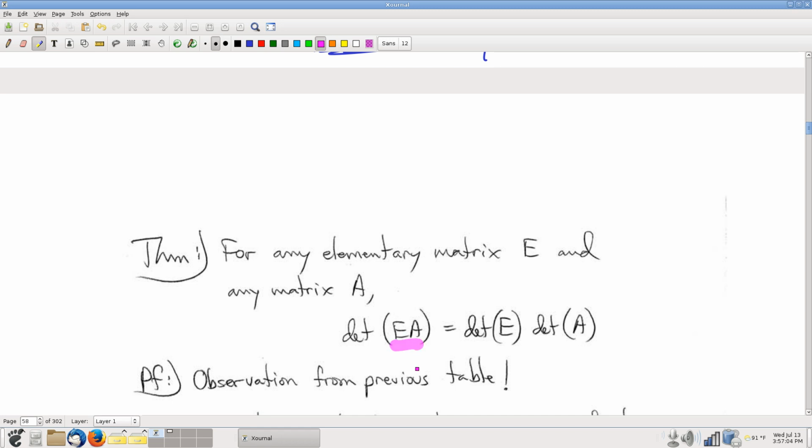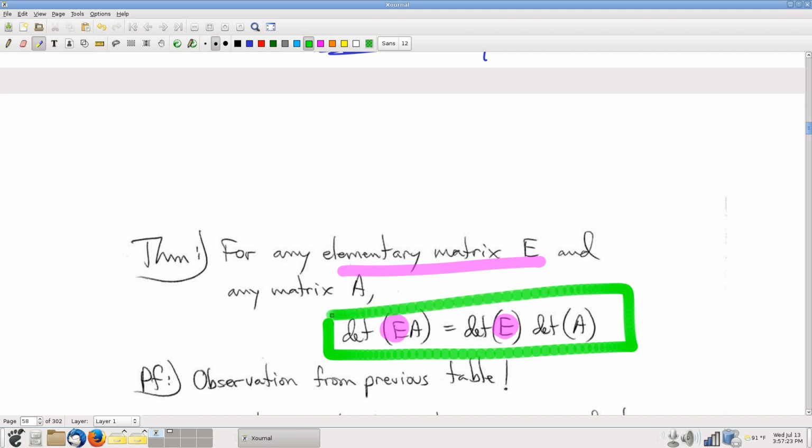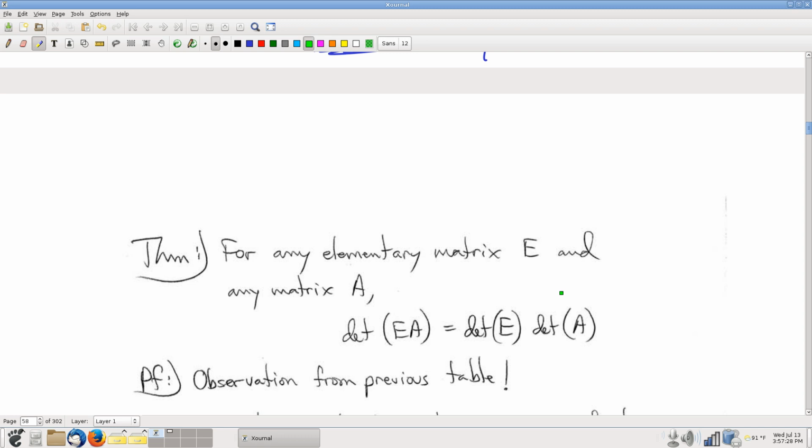When you do a row operation to a matrix, the effect on the determinant is multiplication of the original determinant by the determinant of the corresponding elementary matrix. Said differently, for an elementary matrix E, we have this relationship here. This is what you might call a sort of multiplicativity. Multiplying matrices multiplies their determinants. Critically, though, all we know this is true for is elementary matrices.